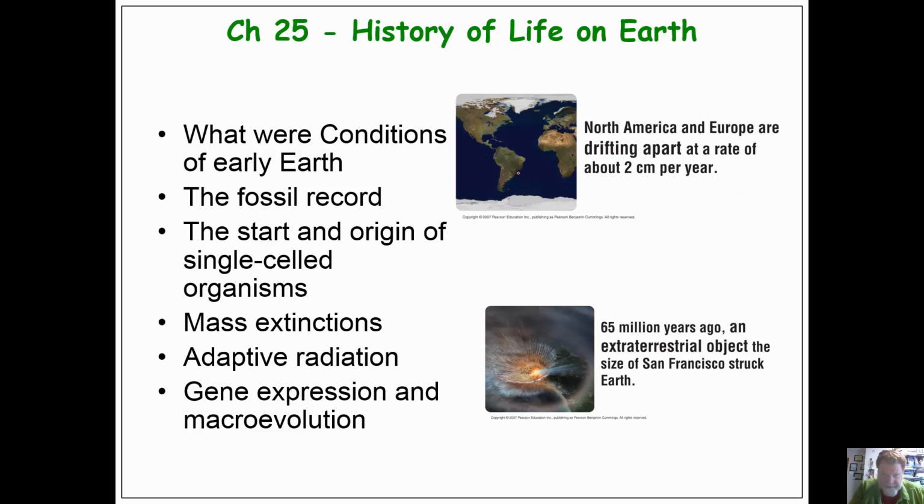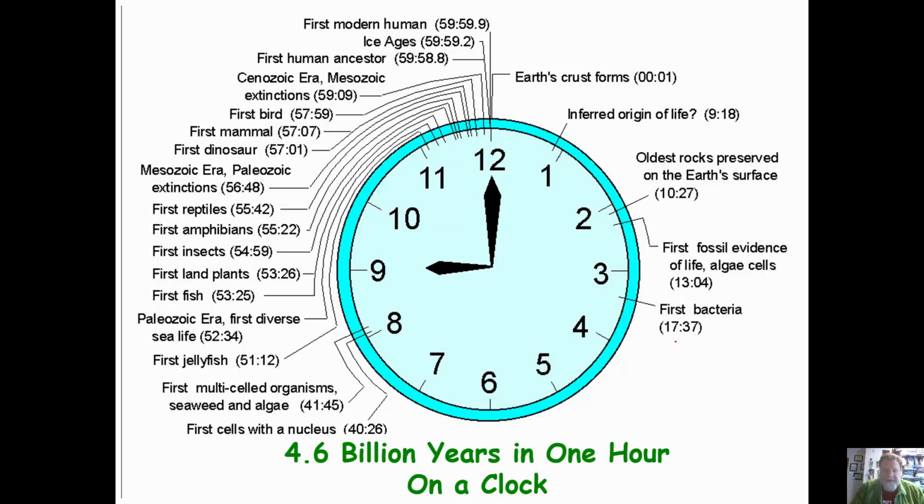If we look at the continents, we can see where they match up. We also know that roughly 65 million years ago, at the end of the dinosaur era, an extraterrestrial object struck the Earth and caused massive devastation.